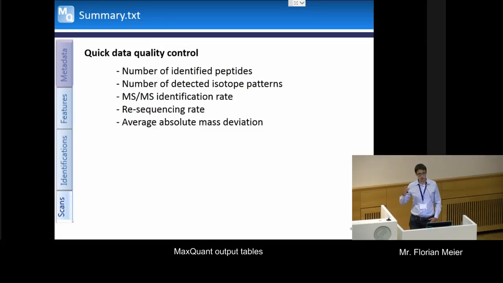So meaning for all the experiments and for all the raw files, you get the number of identified peptides, the number of detected isotope patterns, the identification rate of the MS/MS events, you get the resequencing rate, and you also get the mass deviation. And so if something is very far off in one of the experiments, you might want to go back and look into the raw file and see what actually happened there. Because you probably do not want to include such a file into your quantification or use it for your biological conclusions.